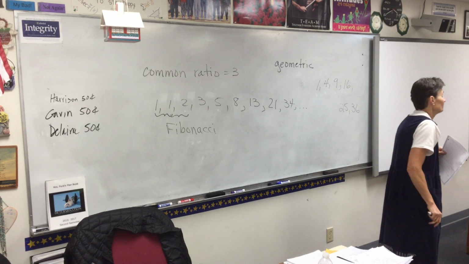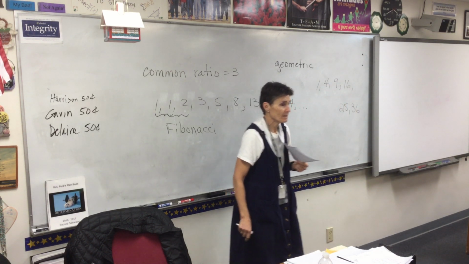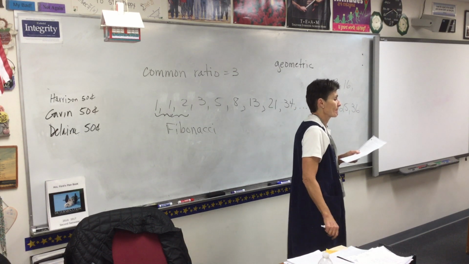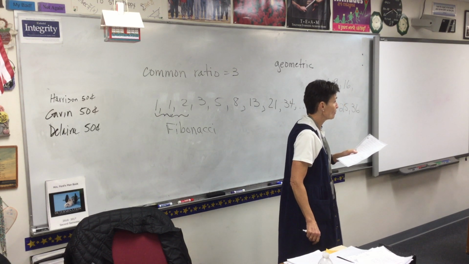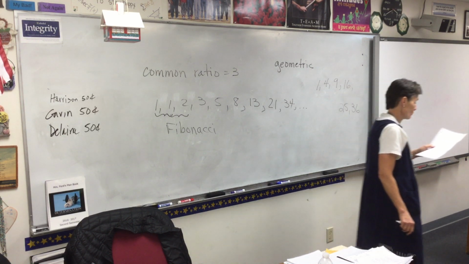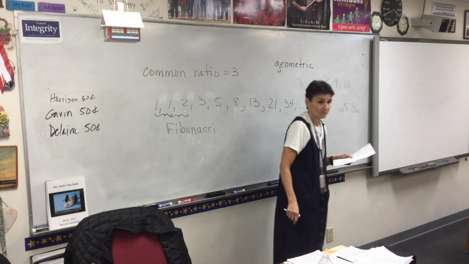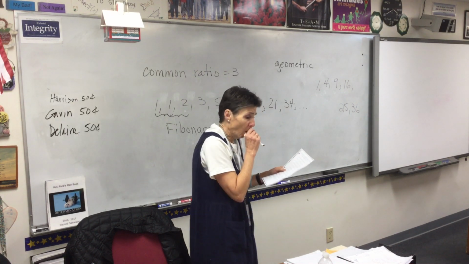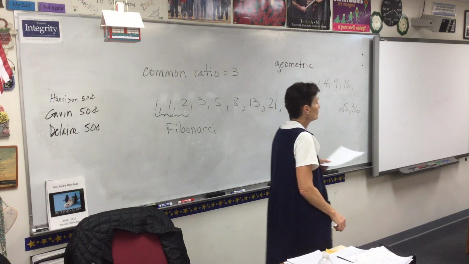Is it geometric? Yes, and its common ratio is 3. How about G? Multiply by 2. So the next terms would be 32 and 64. Is it geometric? Yes, and the ratio is 2. Very good. Now H, don't be confused by the negatives.